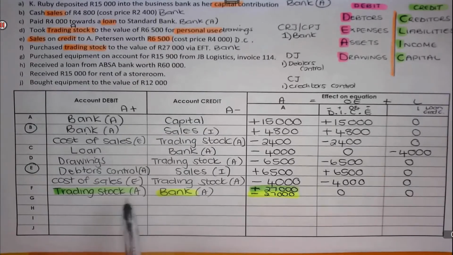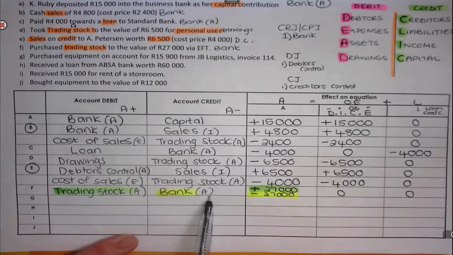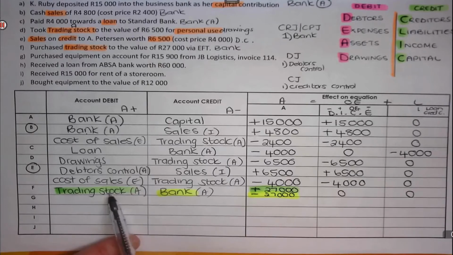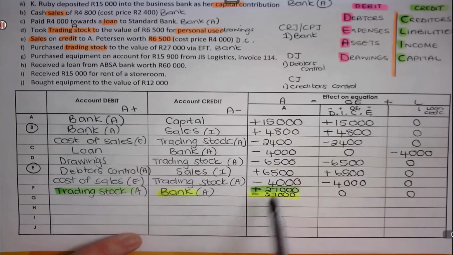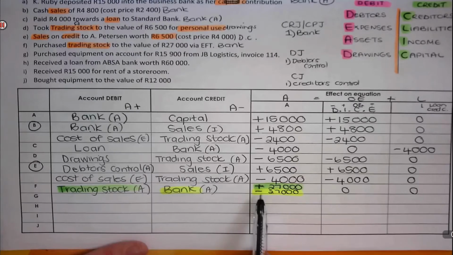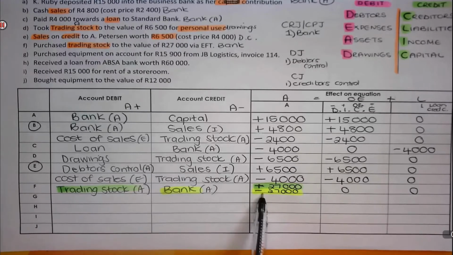So be very careful. If they are both assets, it's going to be plus minus. So the business might have bought a vehicle, that's also an asset, it would be plus minus. Or the business would buy equipment, that would also be plus minus. So if they are both assets, then it is looking at plus minus.